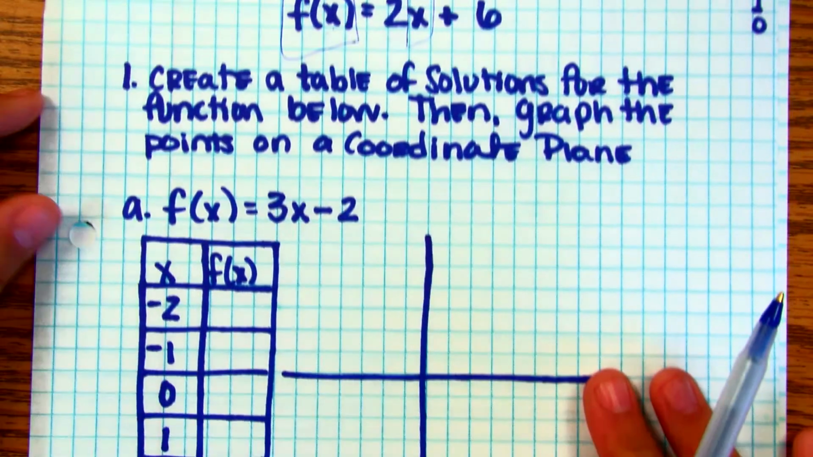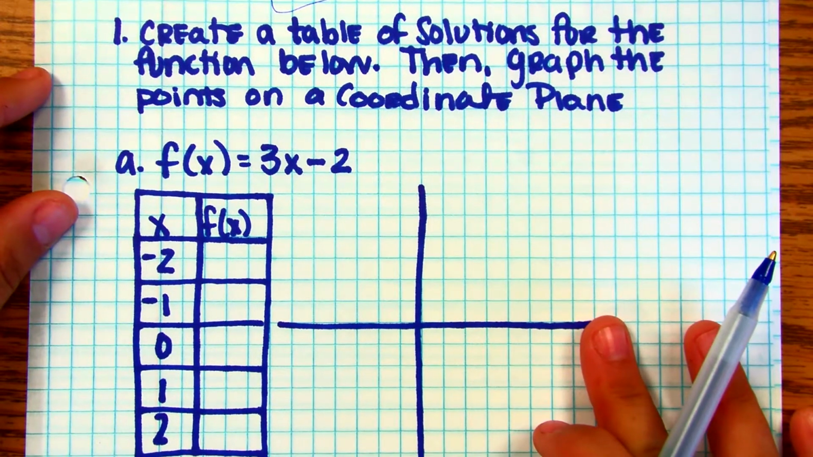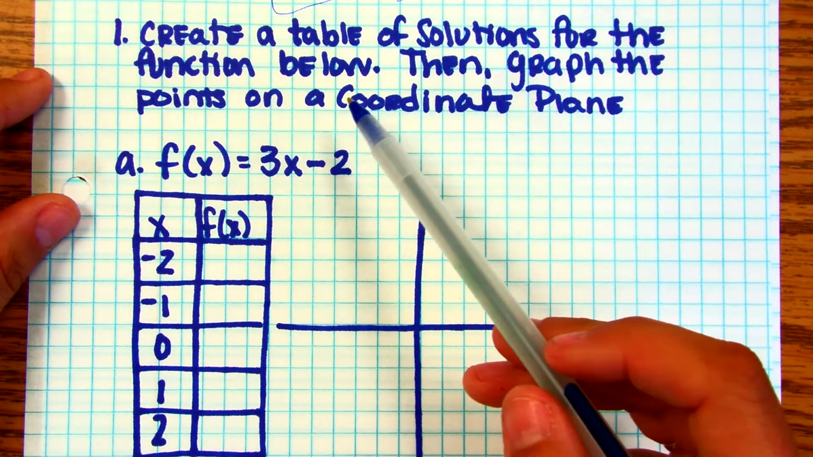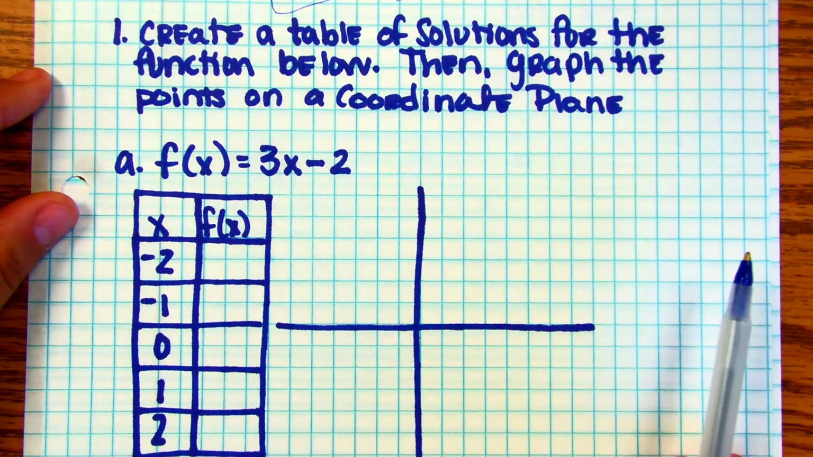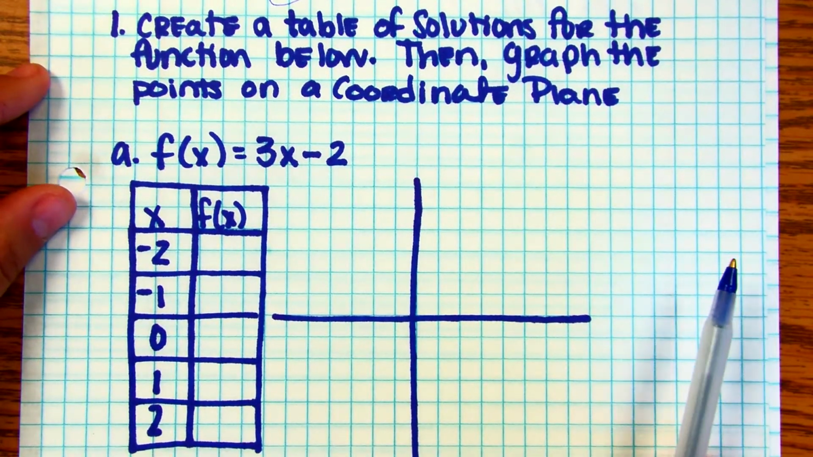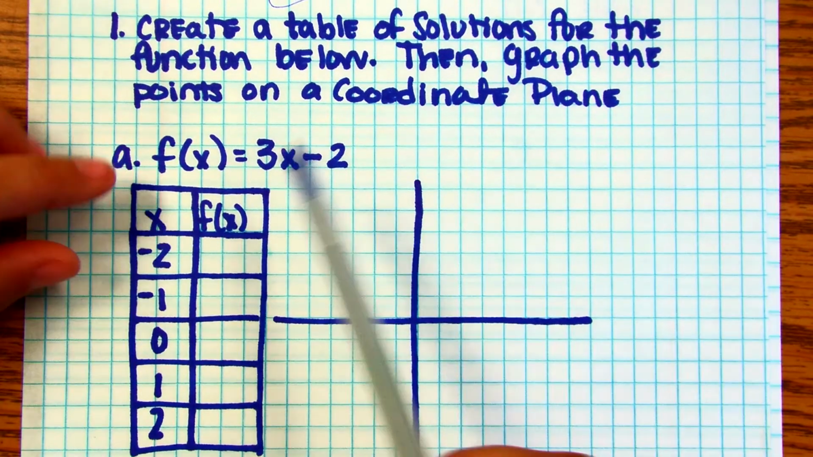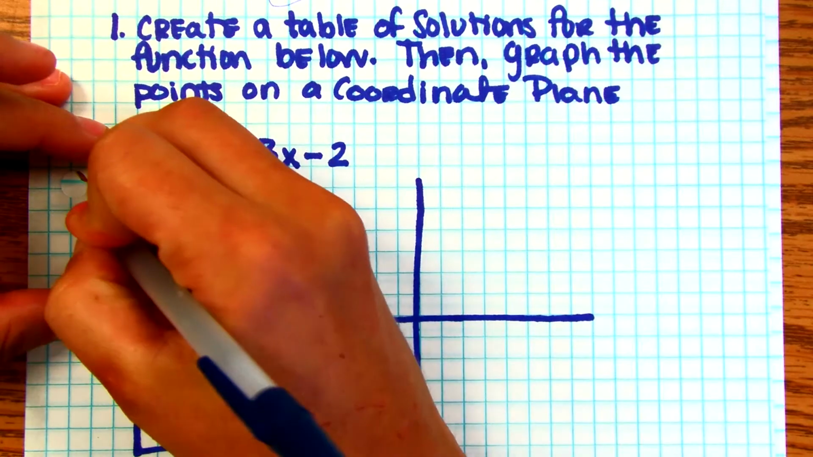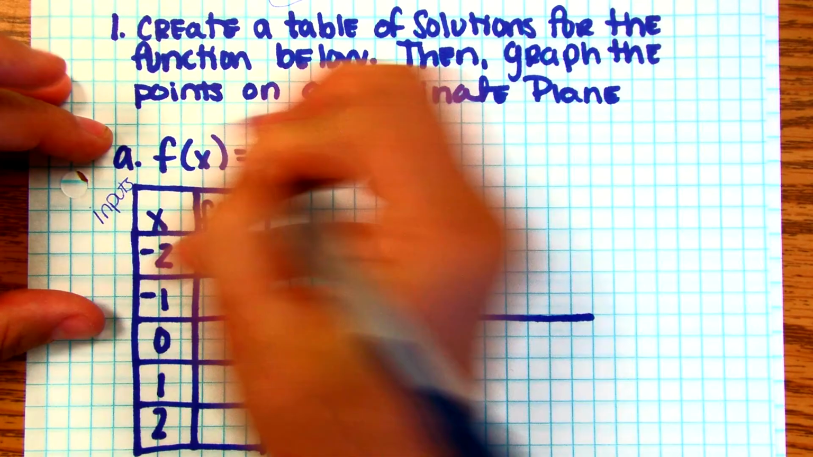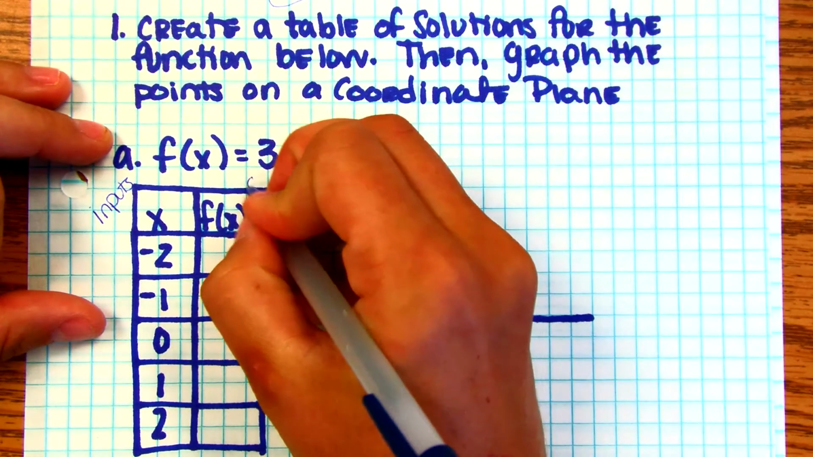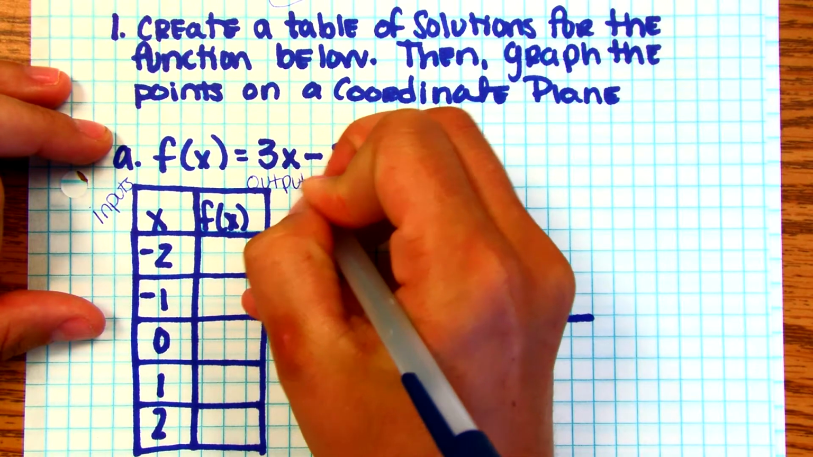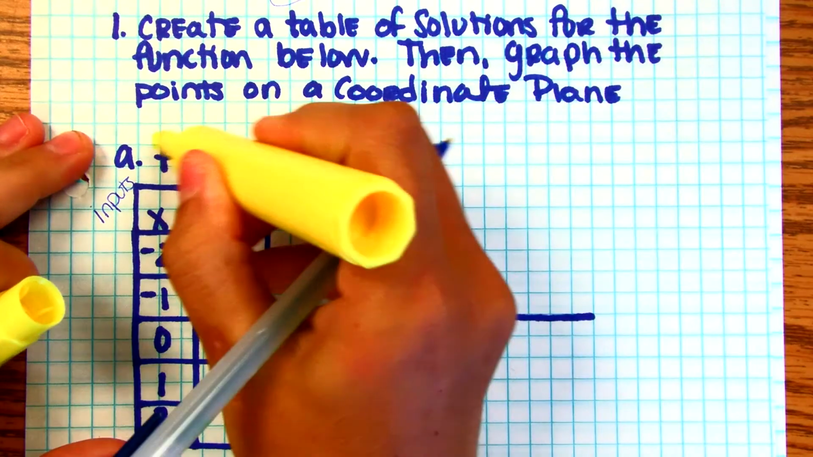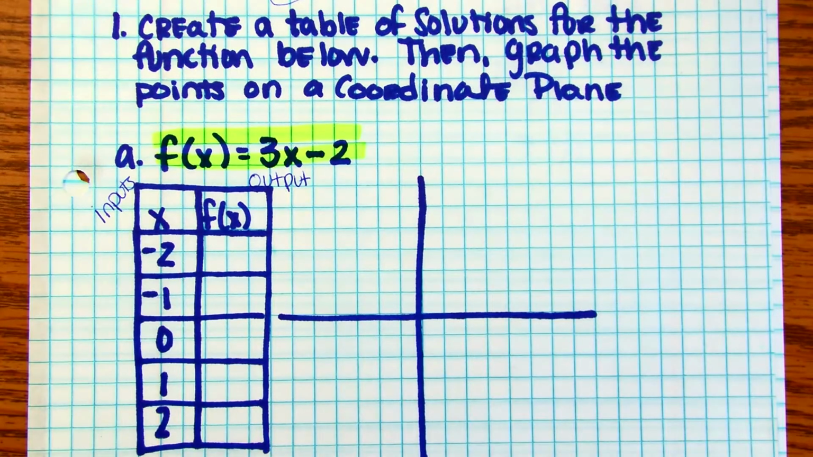So here's what we're going to do. We're going to create a table of solutions, so this right here, for the function below. Then we're going to graph the points on the coordinate plane. So I see here I have x's, which are our inputs, and then I see f of x, which will be our output. And you see we have this equation here that we will be using.